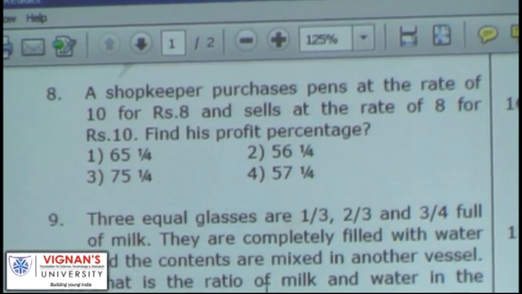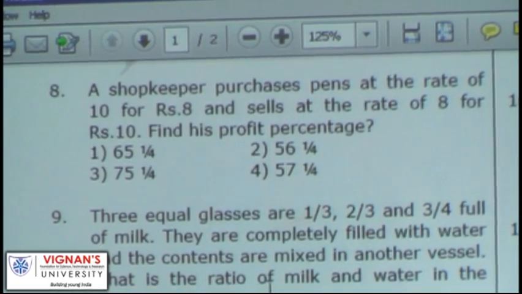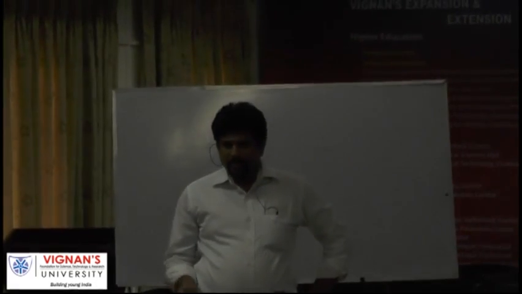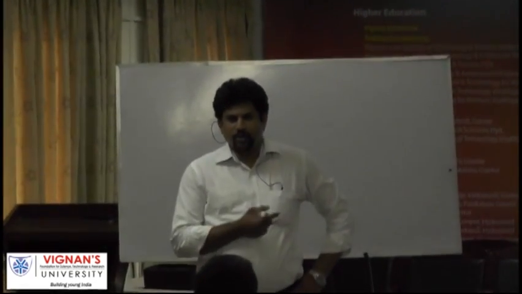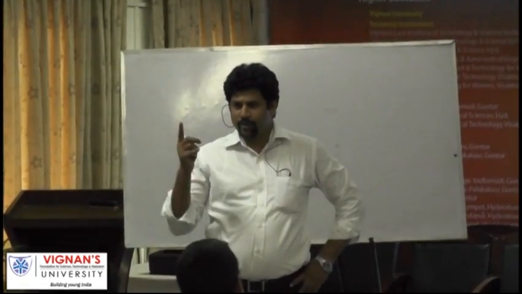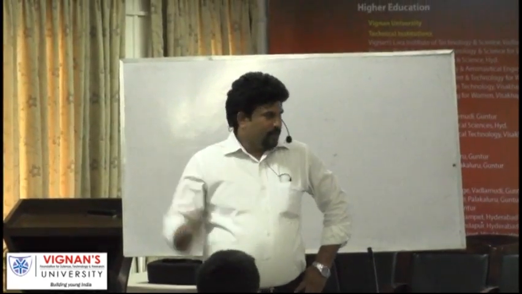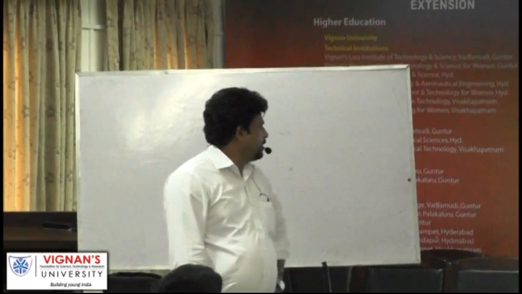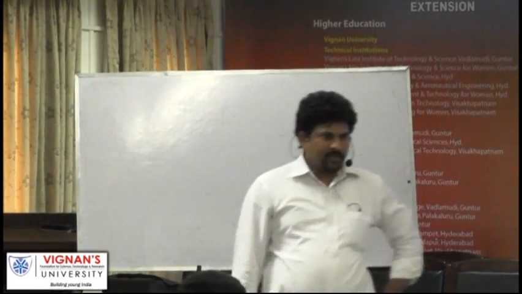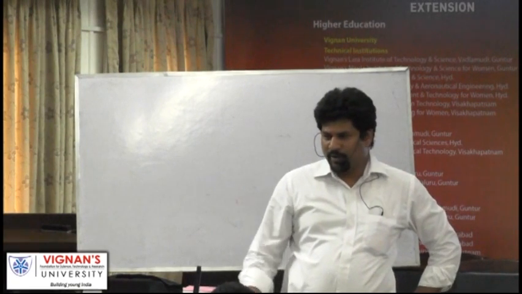10 pens for 8 rupees. It means the cost of each pen is 80 paise, 0.8 rupees. That is called the unitary method. For a certain number you are finding it for 1 unit, right? Now similarly he is selling 8 for 10 rupees. It means each pen is selling at 1 rupee 25 paise.